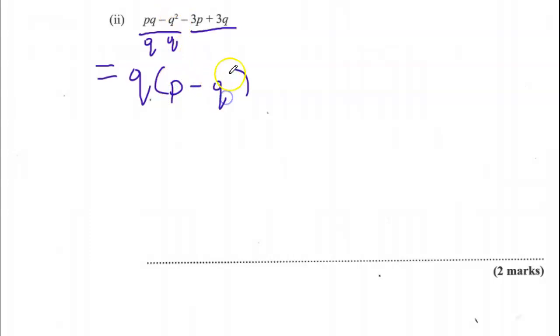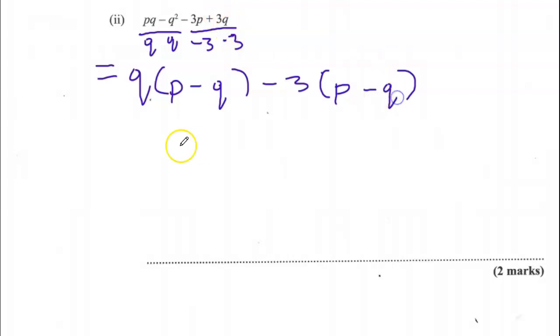In the other pair, minus 3P plus 3Q, since the expression begins with a negative term, we can factor out a negative term. The highest common factor here is minus 3, so we divide each of these terms by minus 3 to get the terms in the bracket. Minus 3P divided by minus 3 is positive P, and 3Q divided by minus 3 is minus Q.